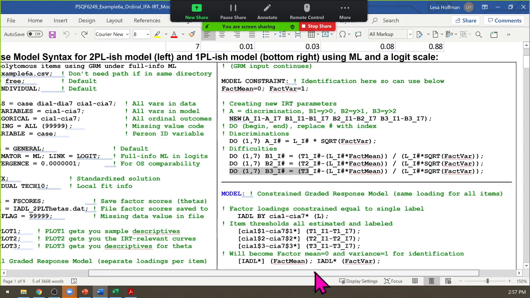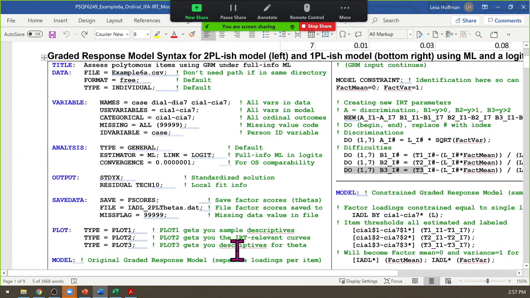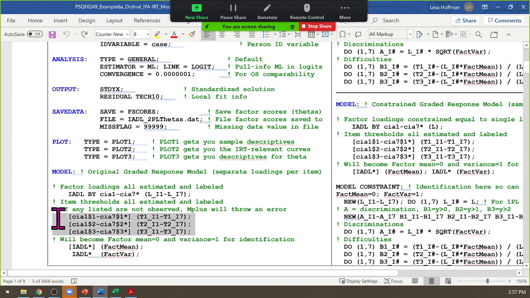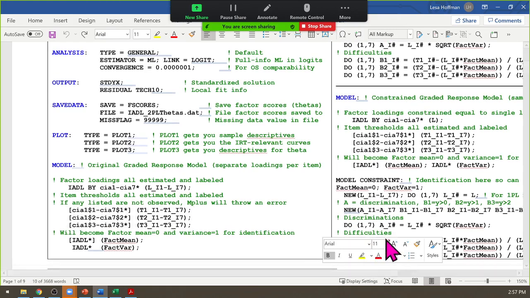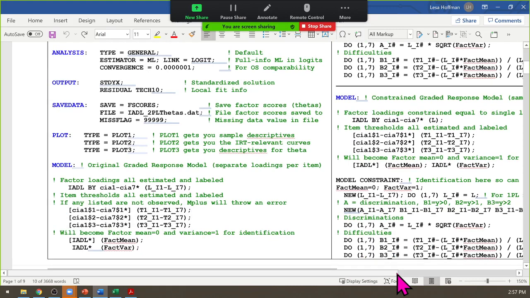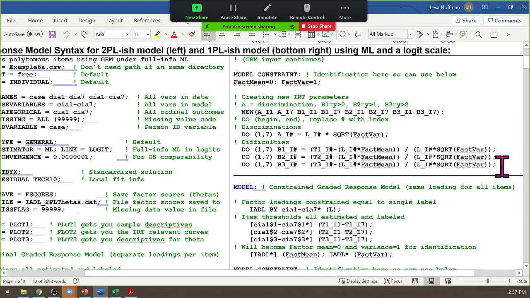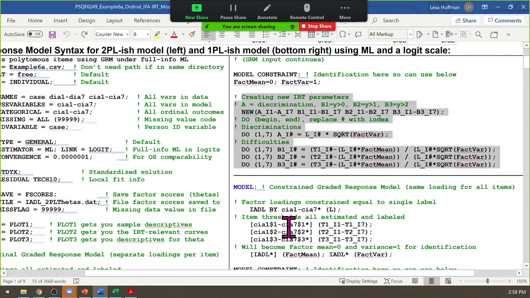So once again, recapping, the only reason that I wrote out the thresholds is so that I could label them. The only reason that I needed to label them is to be able to use them to compute B values in model constraint over here. If you don't need to compute B values, you don't need to label them, and if you don't need to label them, you don't need to write them out.